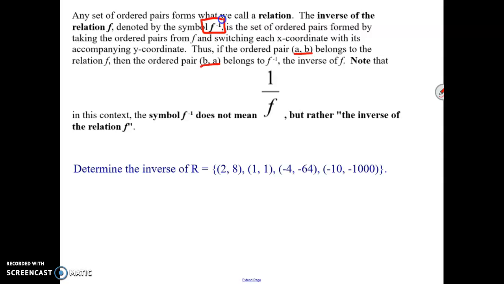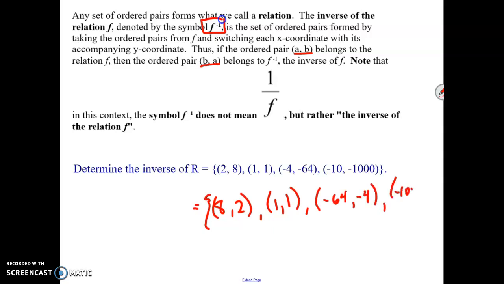So when we look at some points here, if I wanted to come up with the inverse of these points, all we do is switch them. So the point (2, 8) becomes (8, 2). The point (1, 1), when we switch them, still is (1, 1). This is in your book, you can write this down. The point (-64, -4), again, we switch them. And then (-1000, -10). So again, in the inverse set, we switch the x and the y values to create the inverse.